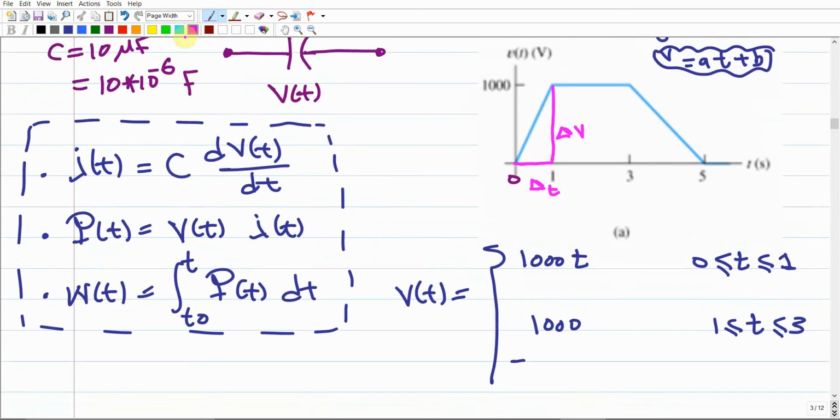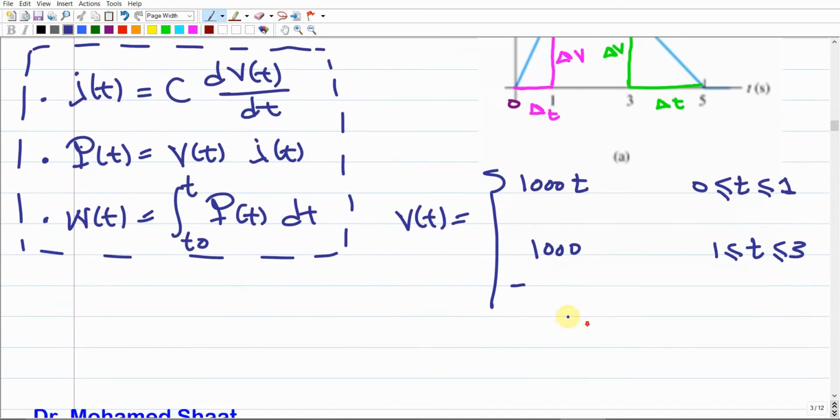And let us do the same as we did for this one. So we're gonna have here delta v and delta t. Make sense? Delta v should be 1000 again. Delta t should be 2, right? Which is the difference between 5 and 3. It should be 2, this distance. So 1000 over 2, this gives 500.